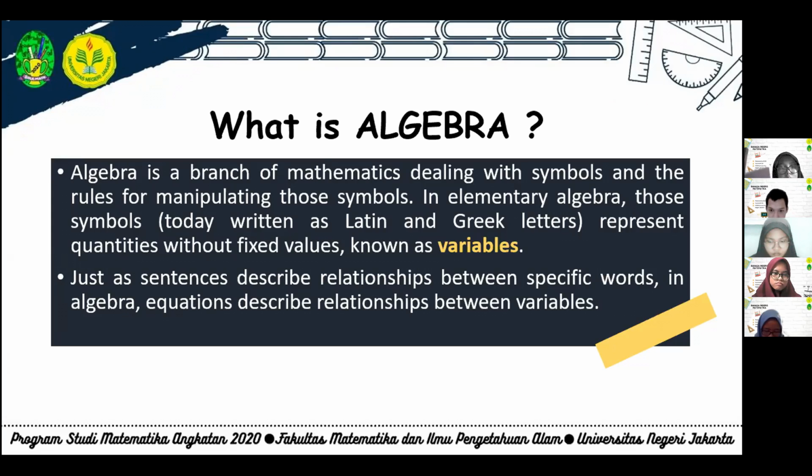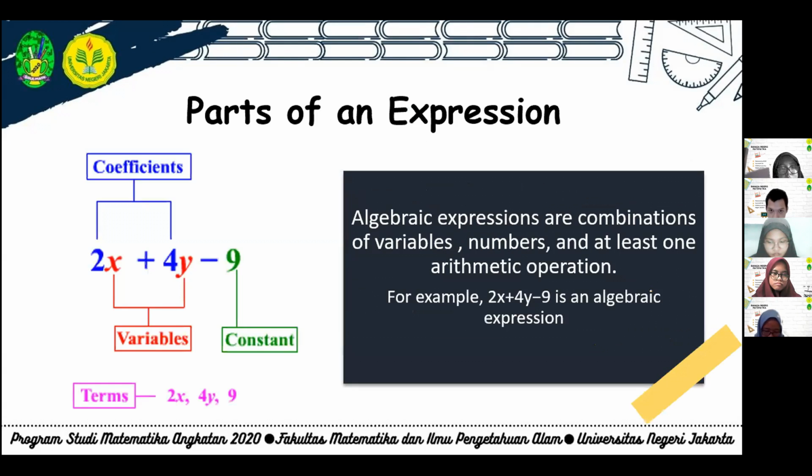Just as a sentence describes a relationship between specific words, in algebra, equations describe relationships between variables. Next, this part is about expressions. Algebraic expressions are combinations of variables, numbers, and at least one arithmetic operation. For example, 2x plus 4y minus 9 is an algebraic expression.